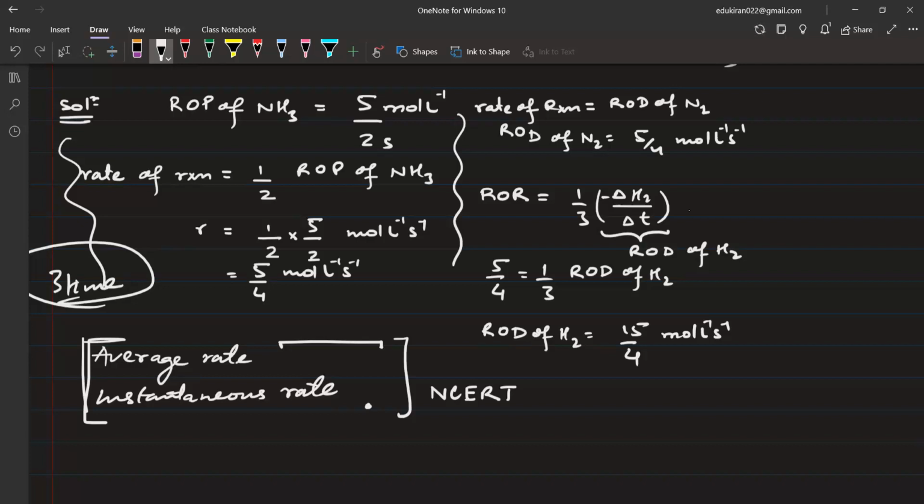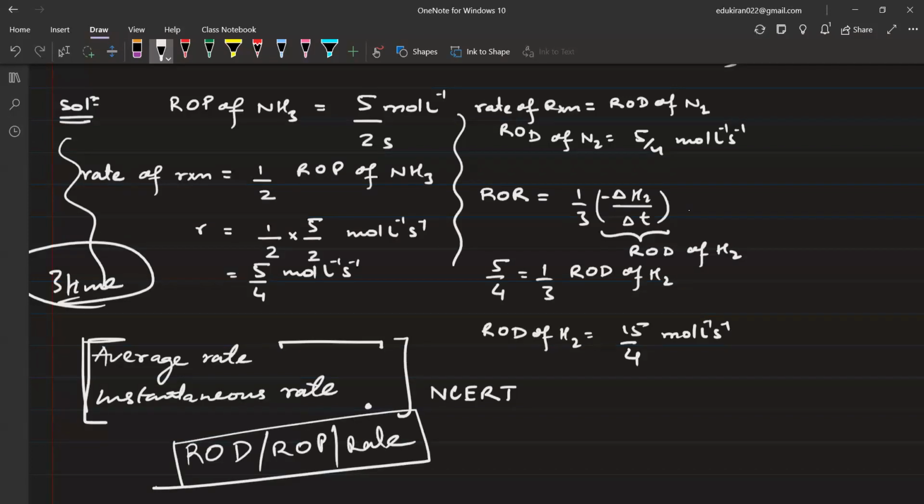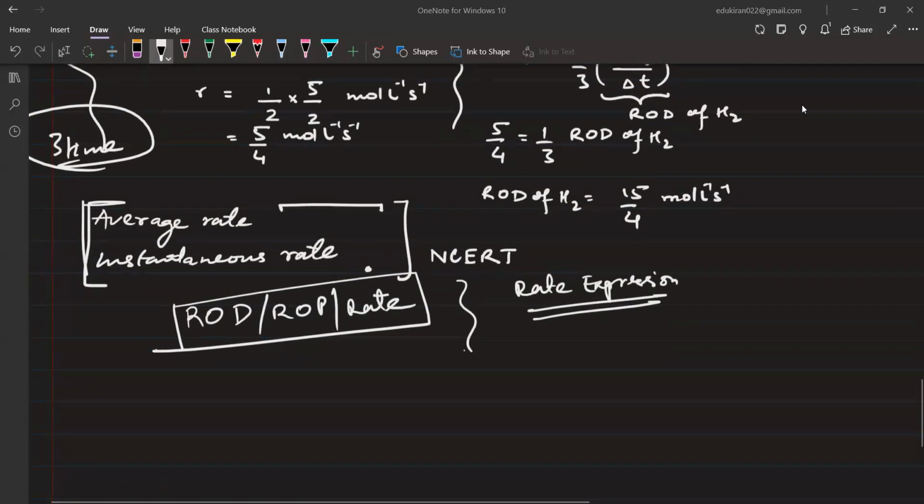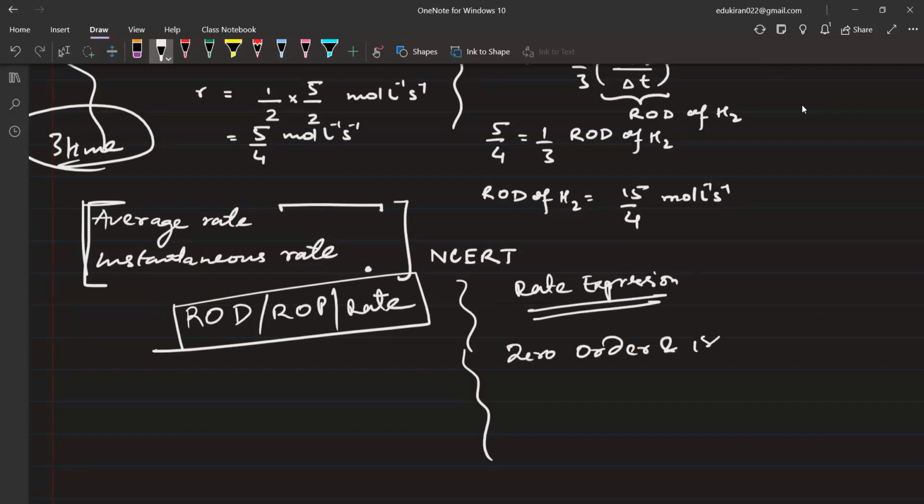Tomorrow we will deal with rate expression, rate law expression, and the numericals with that. We don't have much time now. Today we learned about ROD, ROP, and rate of reaction, and their relationships. In the next class, rate expression and numericals we will do. After that, in the following class, we will do zero order and first order.